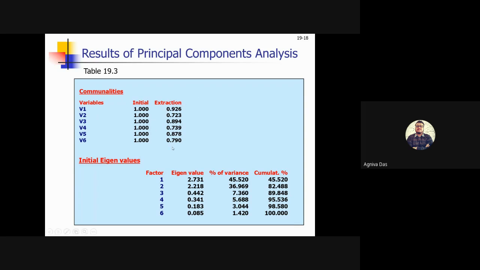Here, the eigenvalues, as you can see, the first factor's eigenvalue is 2.7, second factor 2.2. From the third factor, it becomes 0.442, 0.341, and so on. So the percentage of variance, if we cumulate it, you can see that if you want 90% of the variability, you have to take four factors. If you are happy with 85%, then 3 factors are enough. If you're happy with 80% variance, then 2 factors are enough. But if you go below 2 factors, you will end up with only 45%, which is less than half of the variability, which is not particularly recommended.